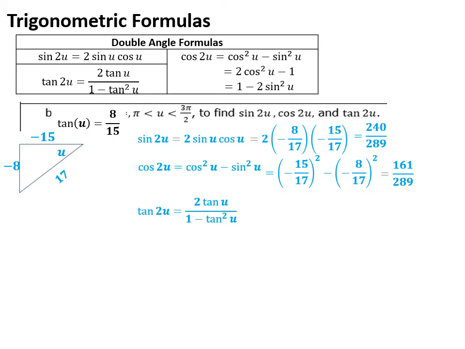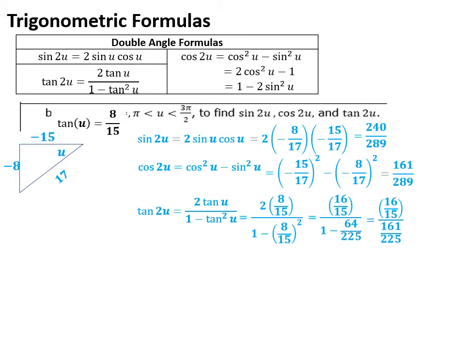Tangent of 2u is going to be 2 times the tangent of u over 1 minus tangent squared of u, so 2 times 8 over 15 over 1 minus 8 over 15 squared. Gets us 16 over 15 over 1 minus 64 over 225, which gets us 16 over 15 over 161 over 225. And if I take 16 over 15 and multiply it by the reciprocal, 225 over 161, or I could just take 240 over 289, the sine of 2u, divided by 161 over 289, and I would get 240 over 161.